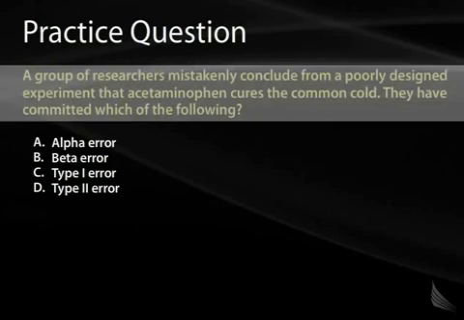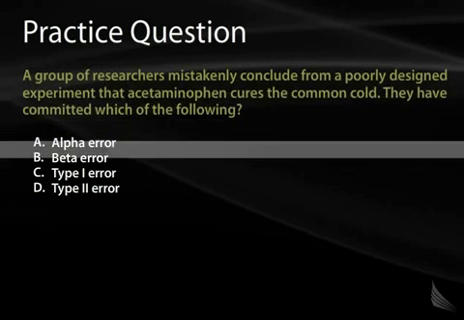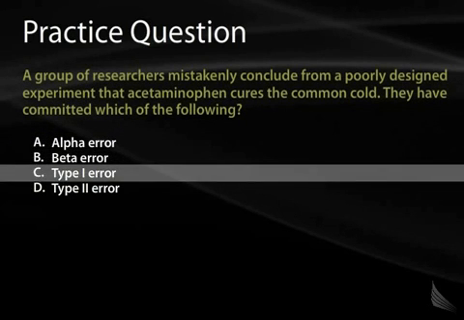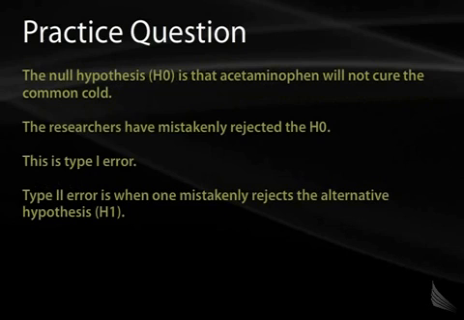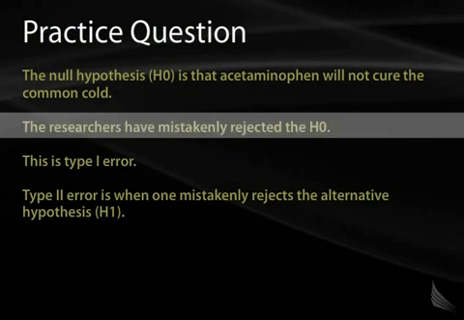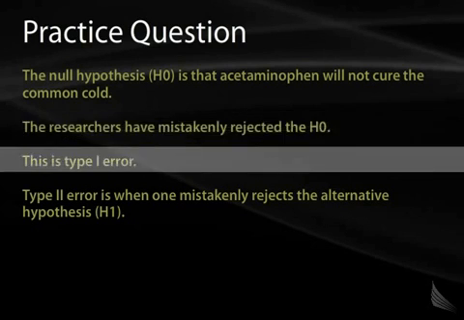Practice question. A group of researchers mistakenly conclude from a poorly designed experiment that acetaminophen cures the common cold. They have committed which of the following errors? Alpha error, beta error, type 1 error, or type 2 error? What have they really done? They've mistakenly concluded that a difference exists between two groups when no difference existed. This we commonly call type 1 error.